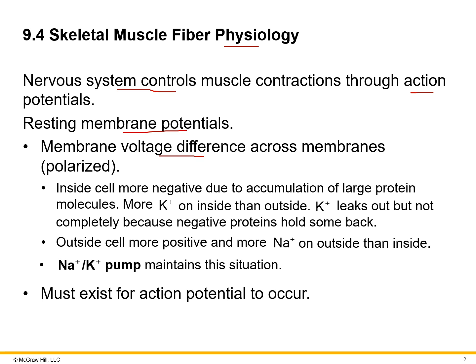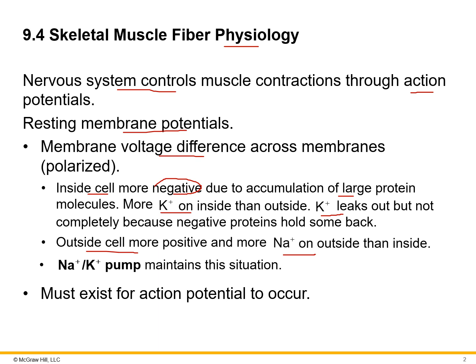Again, at rest, when it's not being activated, the inside of the cell is more negative compared to the outside of the cell. It's more negative mainly because of DNA and large proteins that have a negative charge. Now there's more potassium on the inside of the cell than on the outside. So potassium leaks out, not completely though, because the inside is a little bit more negative and the outside more positive. We get a little leakage of potassium out because there's a high concentration on the inside, low on the outside. The outside though is more positive, and there is more sodium on the outside. So we have more potassium inside, more sodium outside. Inside of the cell is more negative than the outside of the cell.